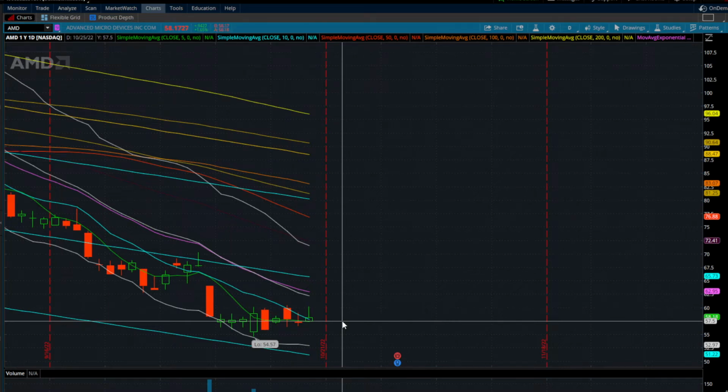If AMD does close below the 5-day moving average, it is a short, okay? There is no ifs, ands, or buts about it. Not saying that you want to short this for the next week or two, but definitely able to catch a little bit of a trade there to the downside, definitely intraday.